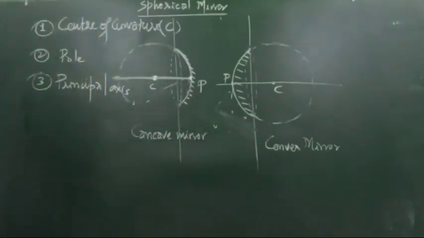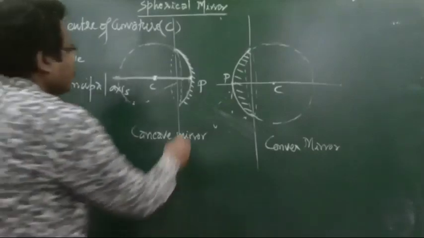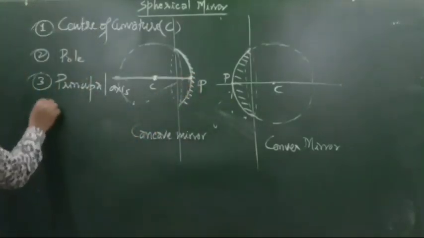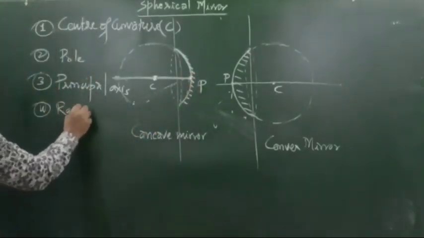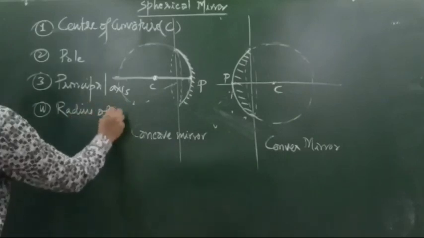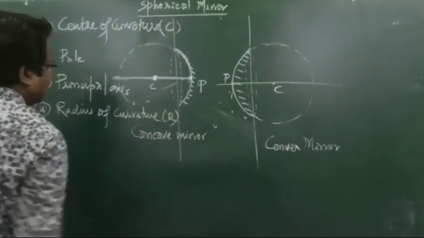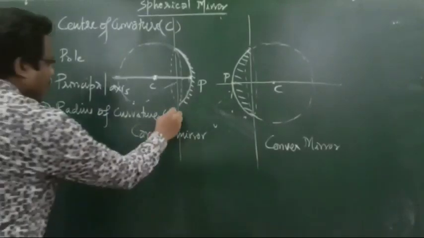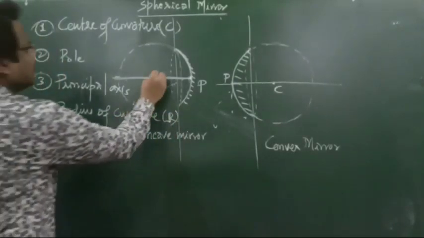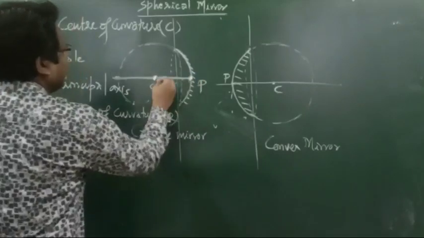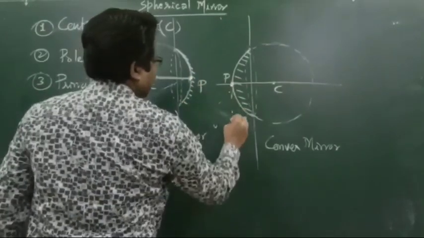After that, next is the radius of curvature. You all know these things as you have studied them in your 9th standard. What is the radius of curvature R? It is the distance between the pole and the center, this distance, from here to here.